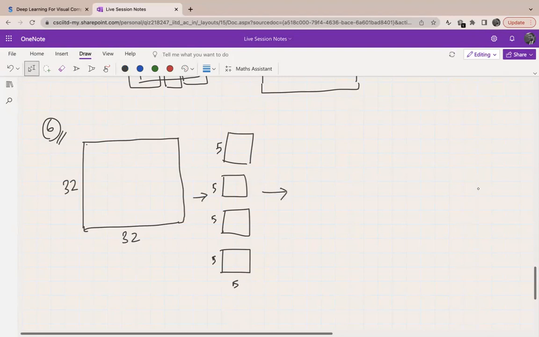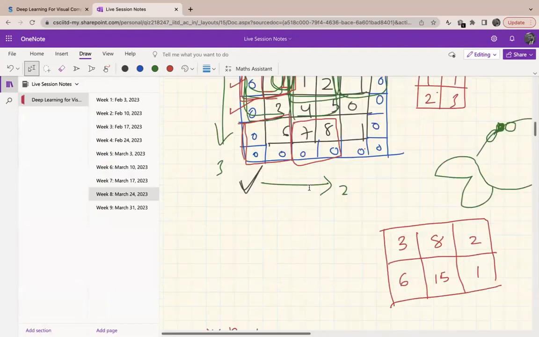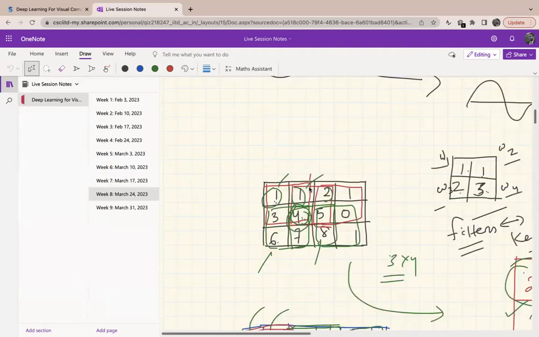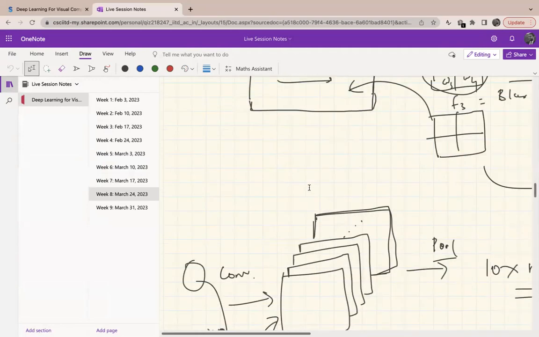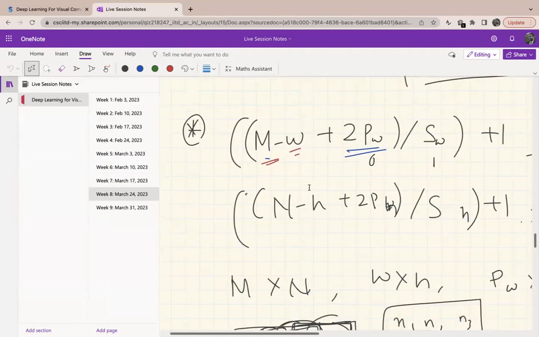In the output, the number of channels will be 4, because I will be getting 1 image for each of the filters. So I'll be getting 4 outputs. But what is the dimension of this output? What is the height and width of this output? The last class we derived an equation. Let's just look at that.